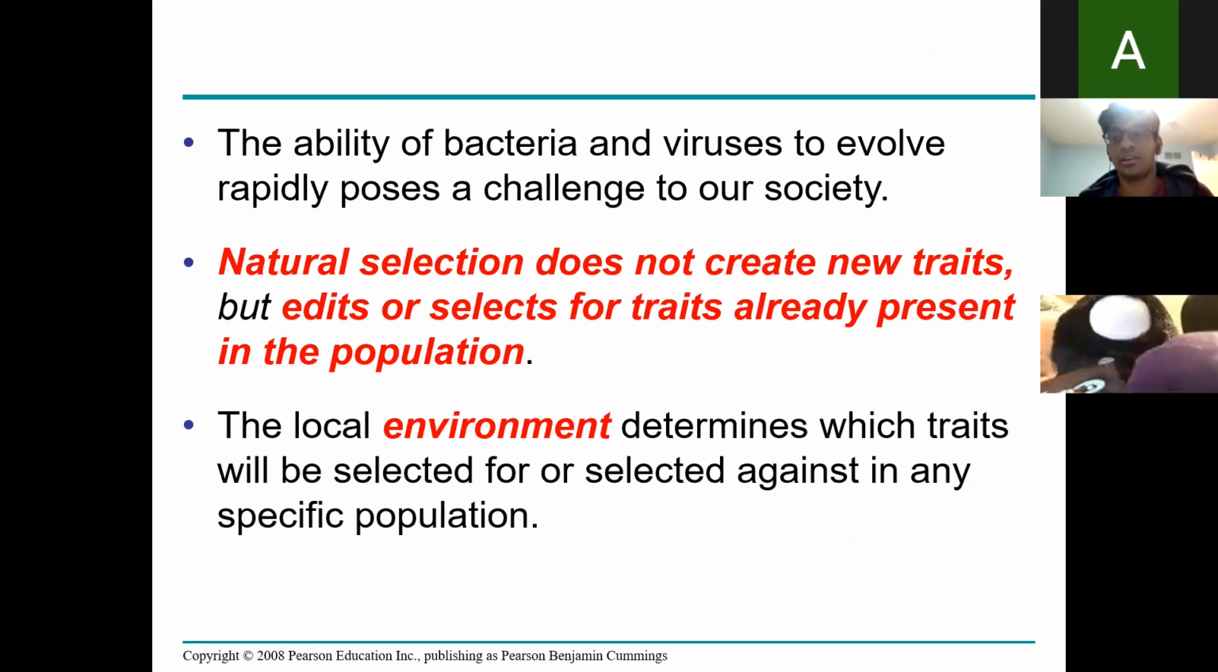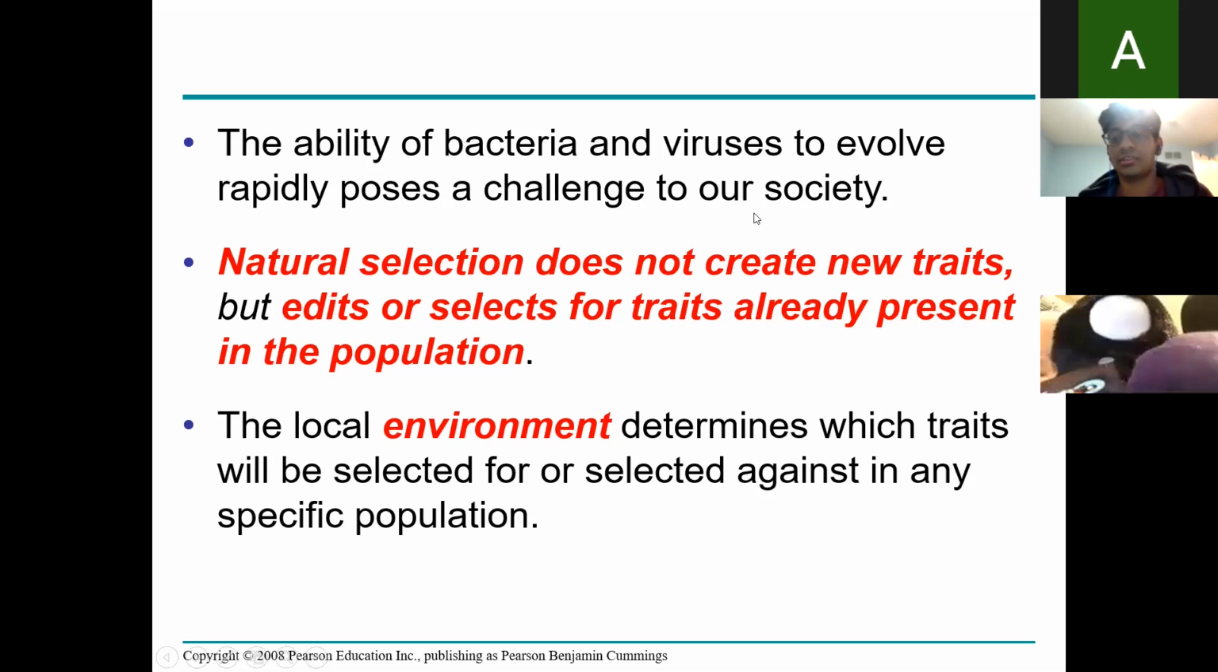So again, the ability of bacteria and viruses to evolve poses a large challenge for society. Take for example superbugs, as they are called, bacteria that have developed resistance to almost all forms of antibiotics because of evolution and mutation.